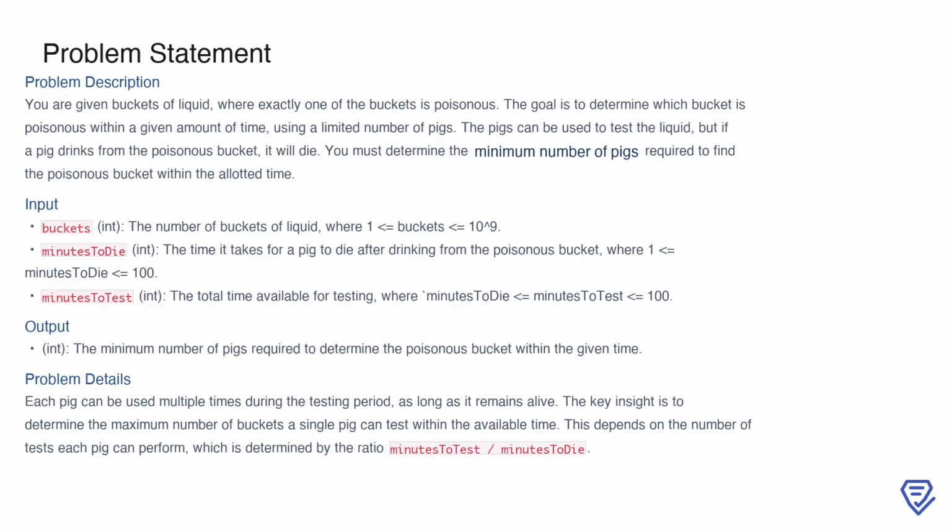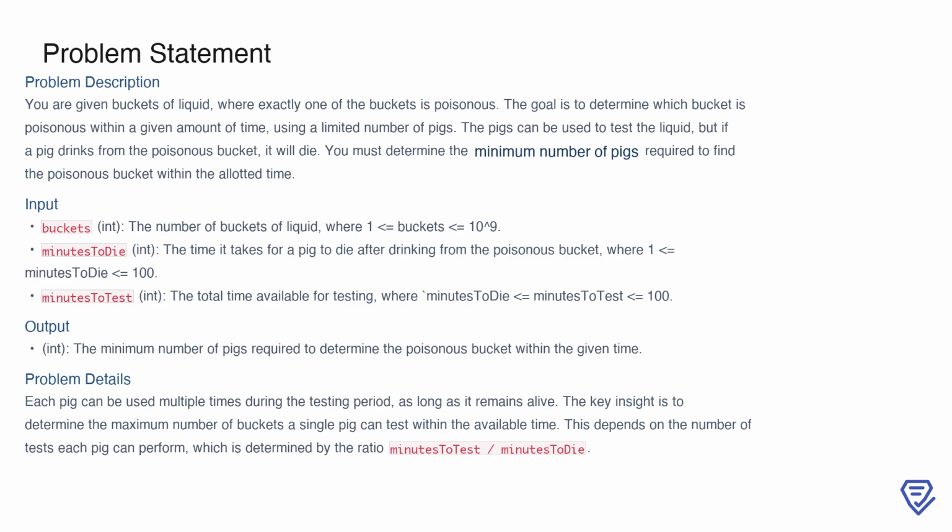of buckets. To do this, we can use pigs, but there's a catch: if a pig drinks from the poisonous bucket, it dies. Our objective is to determine the minimum number of pigs required to identify the poisonous bucket within a limited amount of time.